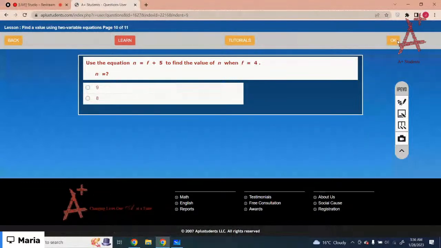Use the equation n equals f plus 5 to find the value of n when f equals 4. You have to replace f with the value. It would be 4 plus 5, and 4 plus 5 equals, yes, it is 9.